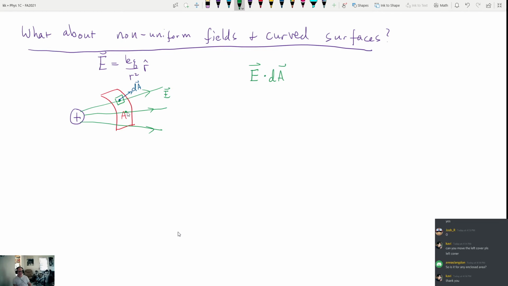And the angle between these things may change at every point. I come to this point right here and I draw my area vector. From this point, maybe the angle's down like this. I don't know. It changes at every point, depending on how the shape of the surface is.